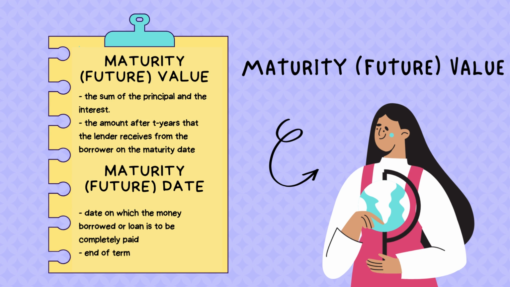Maturity or future value is the sum of the principal and the interest. This is the amount after 2 years that the lender receives from the borrower on the maturity date. The maturity date is the date on which the money borrowed or loan is to be completely paid. This is the end of term.